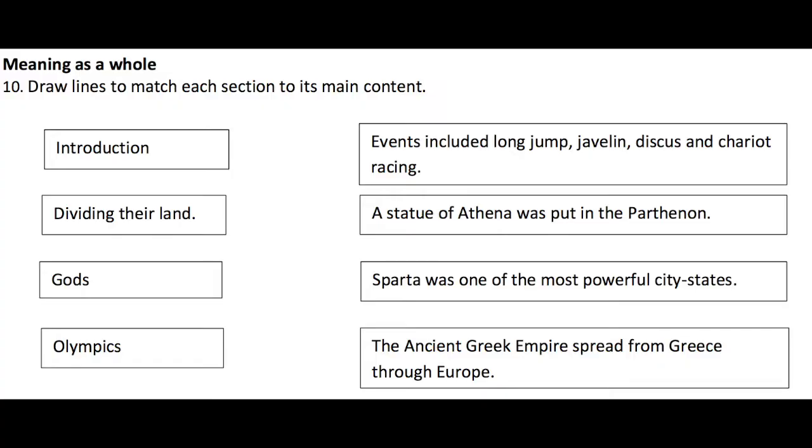Right, meaning as a whole, question 10. Draw lines to match each section to its main content. So we've got introduction, we've got dividing their land, we've got gods and Olympics. So those are sort of the paragraphs. And then we've got events included long jump, javelin, discus and chariot racing. Well, we know that one is linked to the Olympics, as we've just talked. So that's the line I draw there, Olympics.